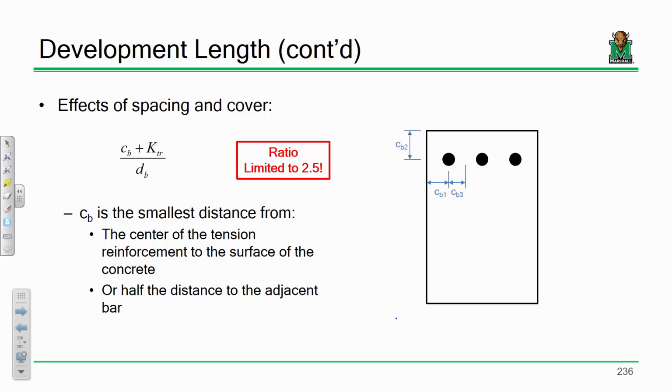Now, because this is empirical, that fraction that you see right here is limited to 2.5. So you can start plugging in values and get a value that's like 2.786. You cut that off at 2.5. 2.5 is the maximum for that fraction. Don't worry, we'll go through an example and show you where that plays in. So that's what C sub B is.